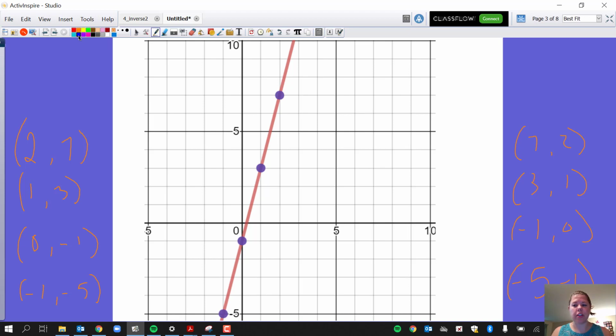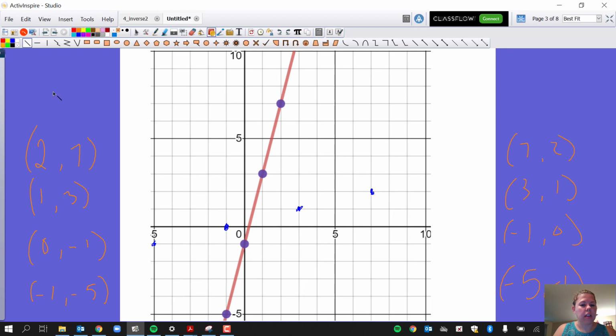They just switch location. So here I have 7, 2, so I have a coordinate there. I have a coordinate at 3, 1. I have a coordinate at -1, 0. And I have a coordinate at -5, -1. And so then if we take our line and graph it through those points, we have the inverse function.